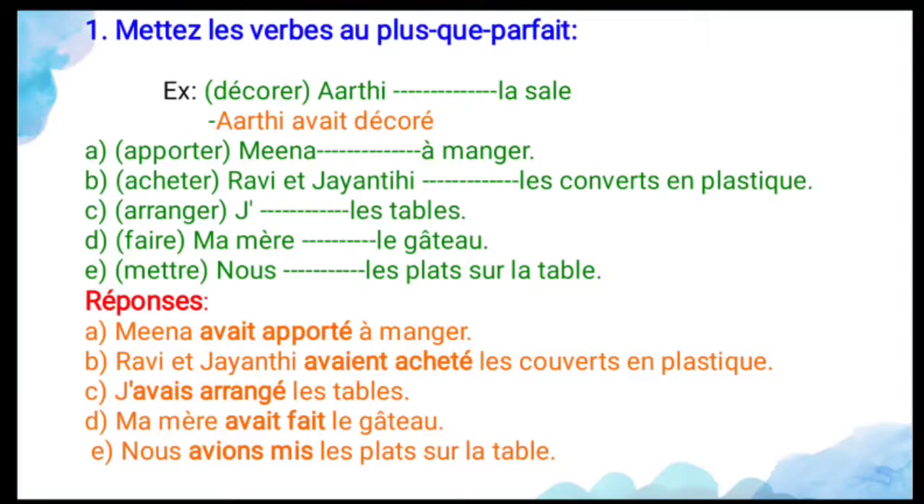And nous, the verb mettre. Mettre means to put. And nous les plats sur la table. So the verb mettre, what is the past participle of mettre? Mis, M-I-S, is an irregular verb. So you can memorize that yourself only. So nous avions mis les plats sur la table. So we had put the dishes on the table.